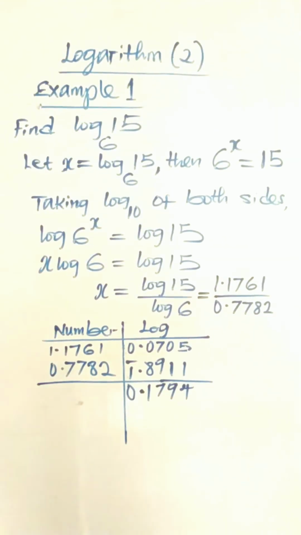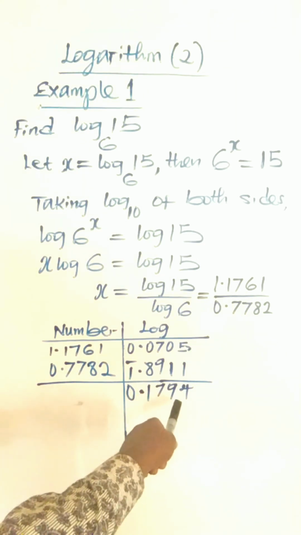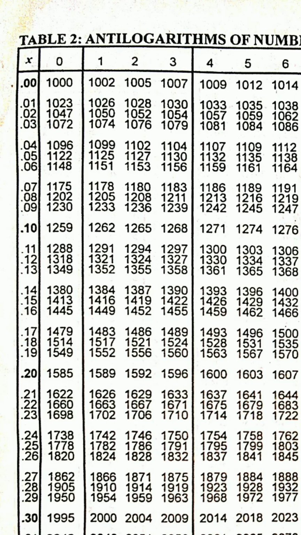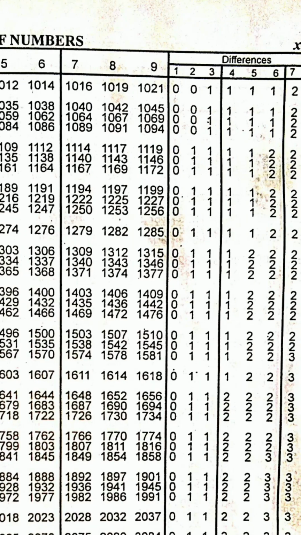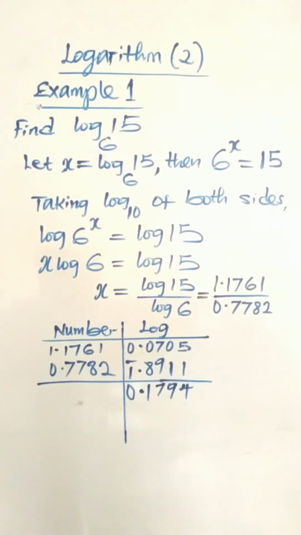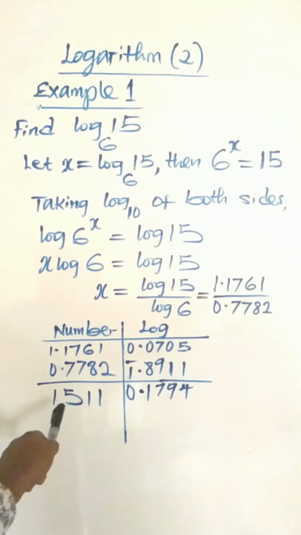Now let's open the table, that is the antilog table. So check for the antilog of 17 under 9 difference 4. To find the antilog of 1794, simply check for 17 under 9 difference 4. 17 under 9 gives us 1510. Check difference 4, that is 1. Add 1 to 1510, that gives us 1511. From the antilog table, we got 1511. And since the integer part is 0, that means we count one digit and put point. So we have 1.511.